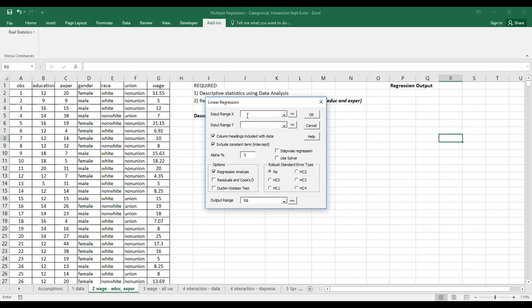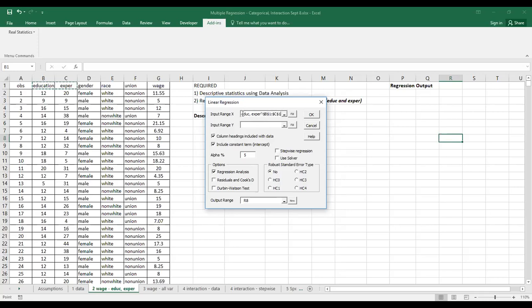So input range, input X range, at saka yung input Y range. Dapat, guys, yung mga independent variables natin, yung explanatory variables natin, dapat magkakatabi siya. Hindi pa pwede dito, just like in Excel, hindi pa pwede yung may gap. Hindi pa pwede maglalagay ka lang ng comma o kaya ng semicolon. Kailangan magkatabi sila. So for our purposes, since we're regressing wage on education and experience, okay lang tayo dito, no?